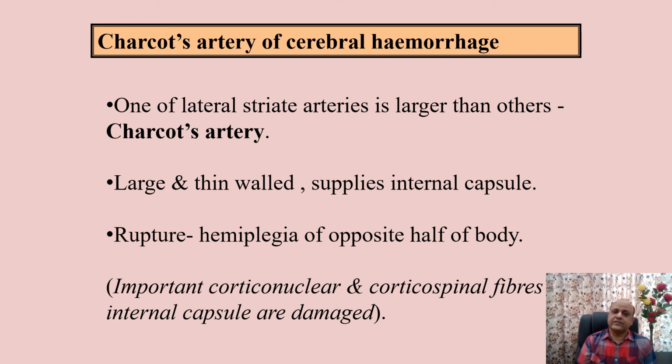Why is it prone to hemorrhage? Well, the answer is because it is large in size and it is thin walled. So these two factors make it more prone to hemorrhage. And when there is rupture of this artery, it can cause hemiplegia of the opposite half of the body, as the important corticonuclear and corticospinal fibers in the internal capsule are damaged. So always remember, Charcot's artery of cerebral hemorrhage is the examiner's favorite question. What is Charcot's artery? It is the lateral striate branch of middle cerebral artery which is prone to rupture. That is why it is referred to as the artery of cerebral hemorrhage.